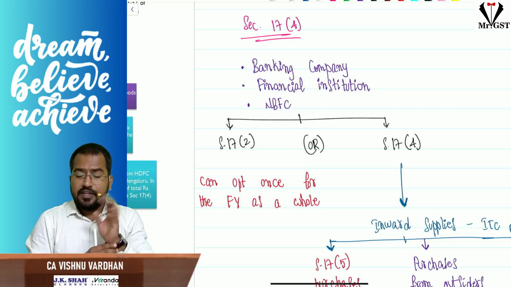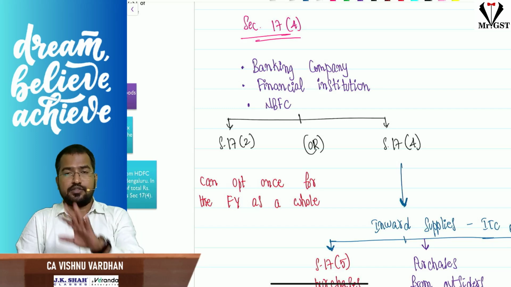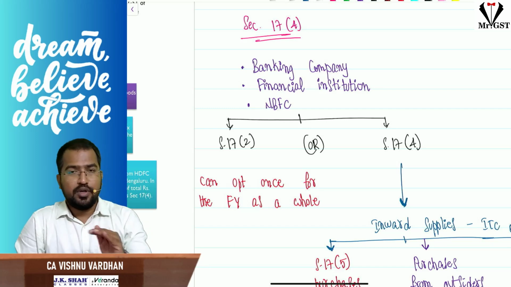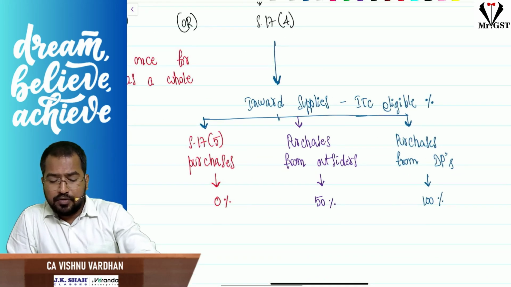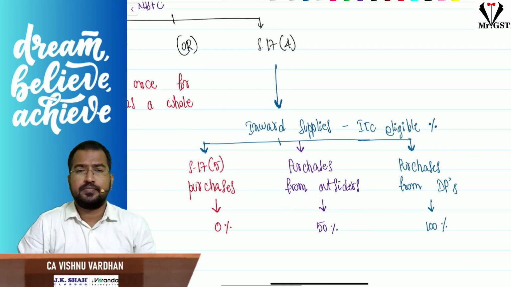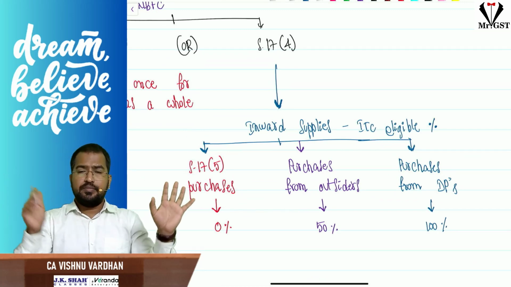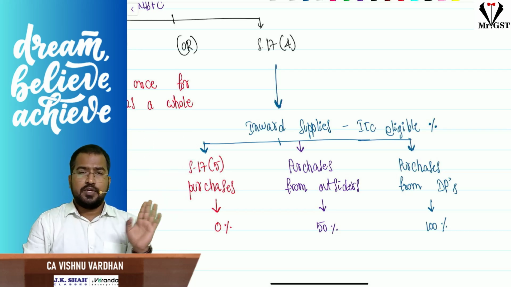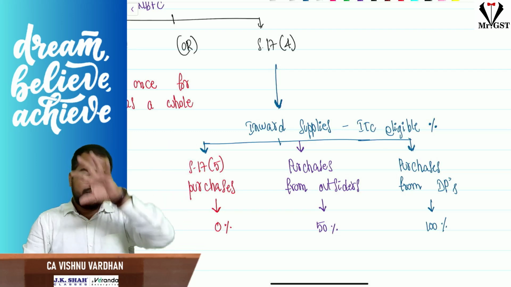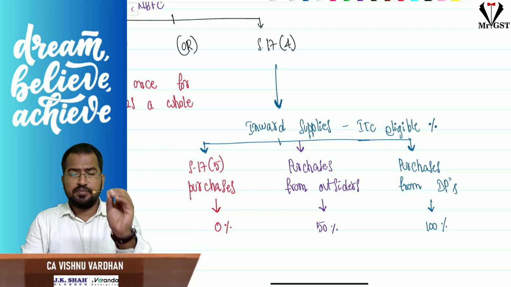Now for them we are giving an extra option, that extra option is 17 subsection 4. What it says now, for banking companies, financial institutions and NBFCs, whatever you buy, you take ITC on them, but flat 50% only I'll give. I will not give you 100% ITC. So if you see the analysis of 17 subsection 4, it is simple.